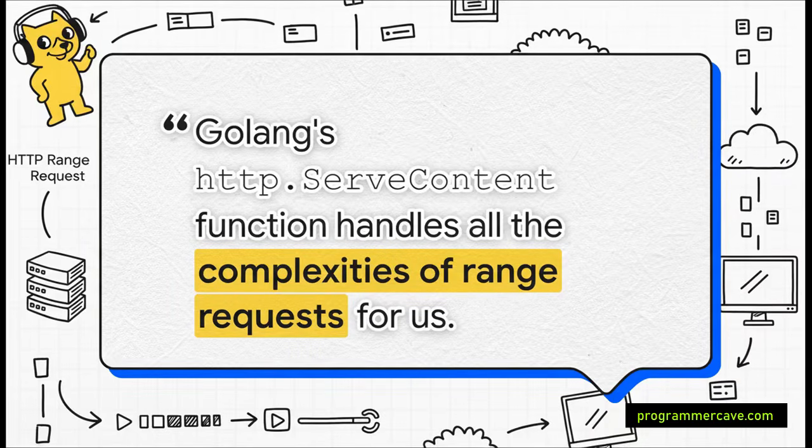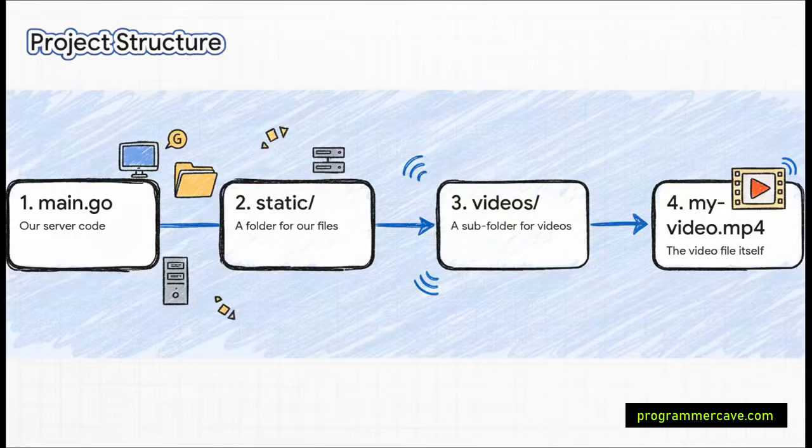It is absolutely brilliant. All right, before we dive into the code itself, let's just quickly map out our project. It could not be simpler. We just need one Go file, we'll call it main.go, then we'll make a static folder, and inside that, a videos folder. And that's where we'll stick our video file. That's the whole setup. Super nice and clean.